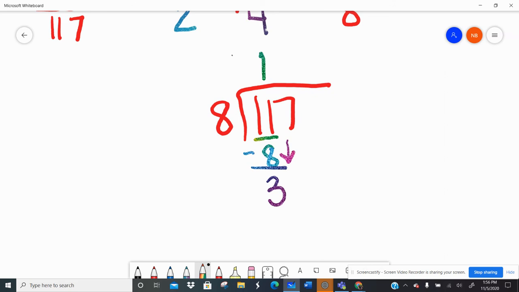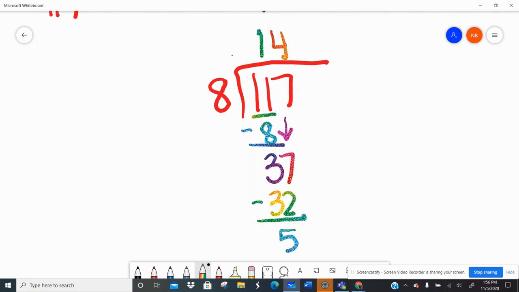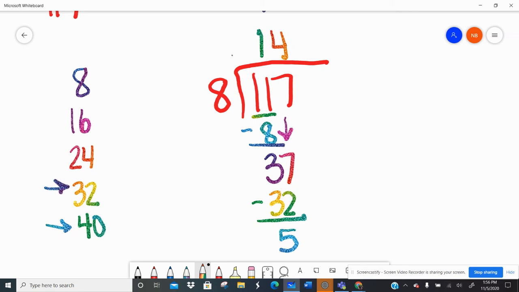And then I bring down that 7. So now how many groups of 8 are in 37? Well, 4, right? You kind of have to be good with those facts. 4 times 8 is 32. And when I subtract, I have 5, right? And if you didn't know your 8s, you could write them on the side. Remember that strategy. 8, 16, 24, 32, 40. That's too much, so I had to go here, which was 1, 2, 3, 4 groups. So it's okay to use those strategies that we practiced in class. Well, I have 5. I can't get another group of 8, so I know that I'm done.